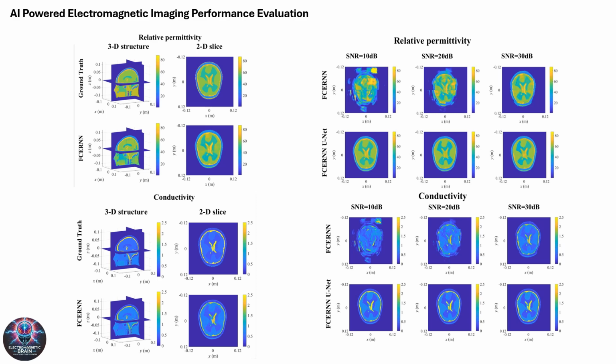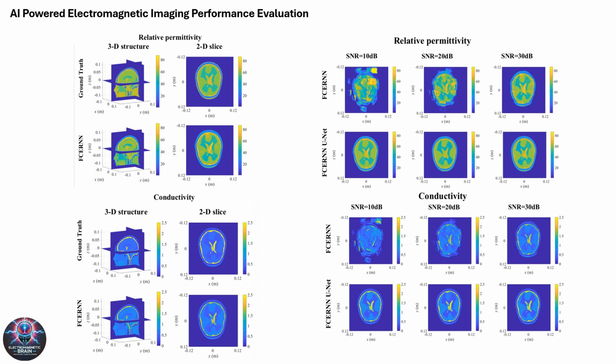Now, moving to the right side, we introduce UNet, which plays a significant role in enhancing the results. When combined with FCRNN, UNet focuses on refining the edges of the tissues and eliminating the noise, which greatly improves the clarity and accuracy of the images. Let's look at how UNet enhances performance under varying SNR conditions.